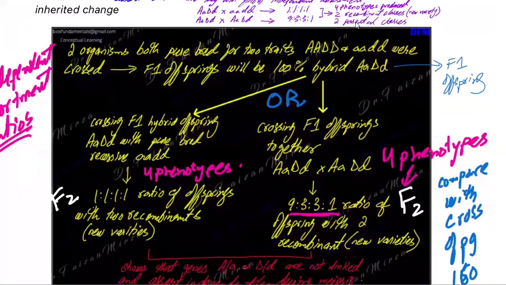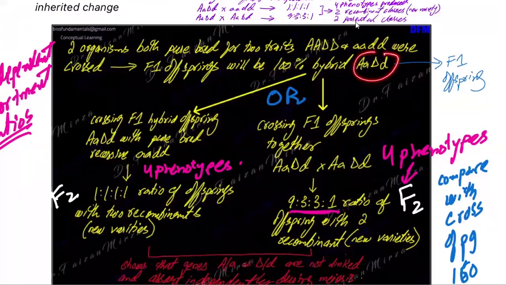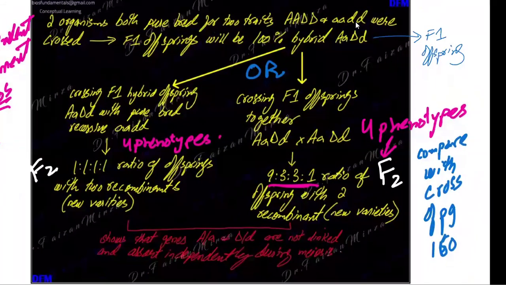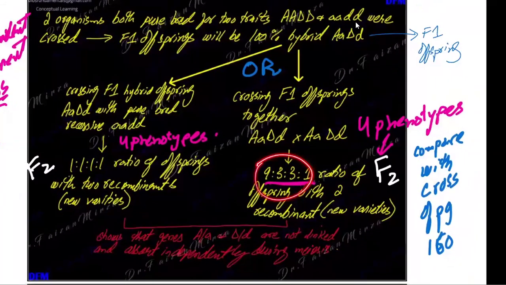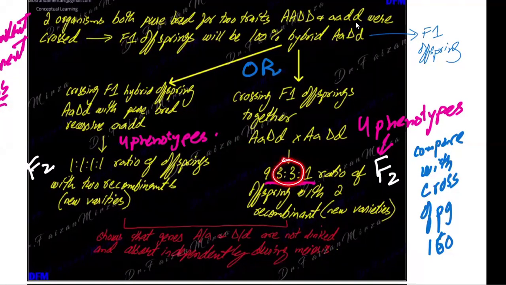Now, if we allow this F1 offspring to intercross, F1 with F1, we get a ratio of 9:3:3:1. This 9:3:3:1 ratio includes recombinants. You have two recombinants being produced where you will have features of both parents being expressed in one individual, and 9 and 1 will represent the parental phenotypes. These are four phenotypes being produced in the F2 generation. And among these four phenotypes, the ratio will be 9:3:3:1.